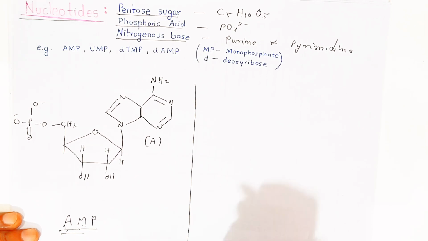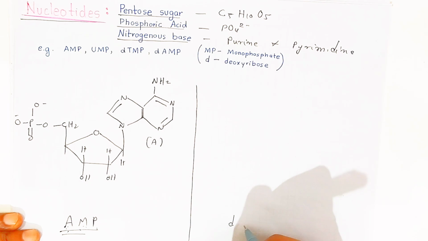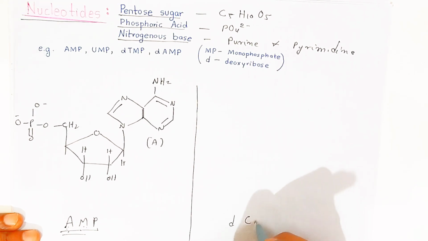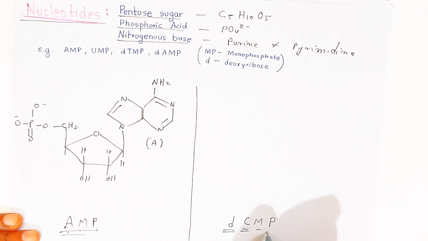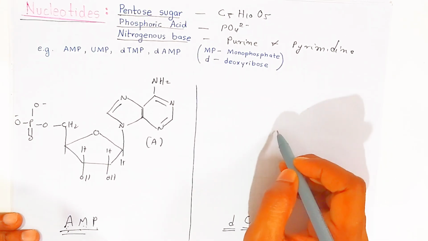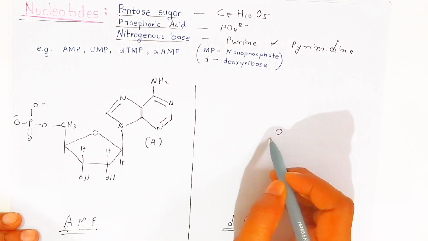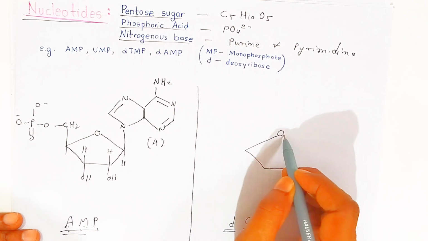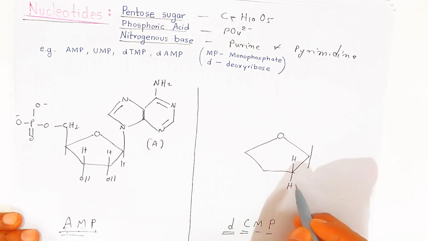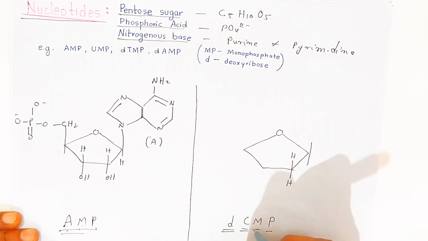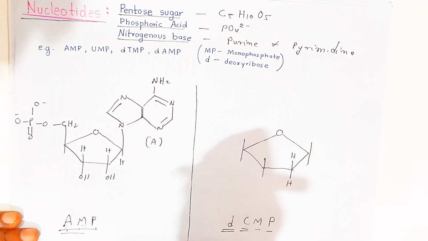When it is called deoxy cytosine monophosphate, C stands for cytosine, deoxycytosine monophosphate. So here in the sugar, there is a removal of one oxygen from here, so this is the difference, students. Now at carbon number 2 one oxygen atom will not be there, that is why it's deoxycytosine monophosphate.